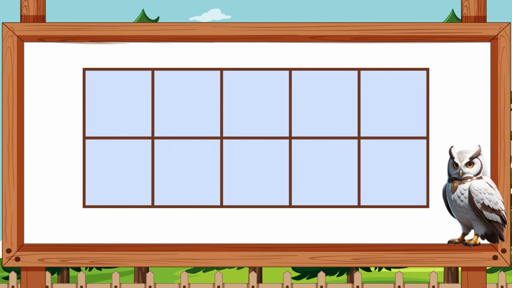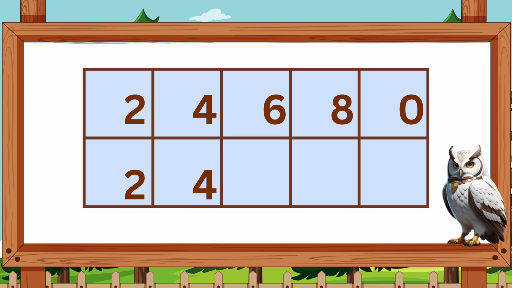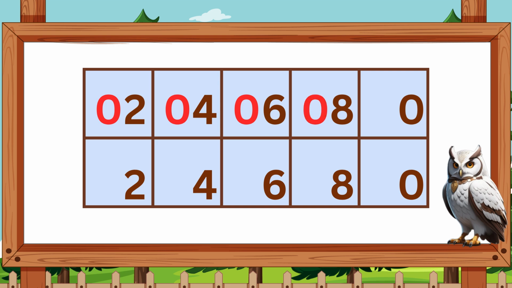Let's do a quick review, starting with the ones digits. In the first row, write 2, 4, 6, 8, and then 0. Do the same in the second row. Now for the tens digits. In the first row, write a 0 in front of 2, 4, 6, and 8, and a 1 in front of the 0. In the second row, write a 1 in front of 2, 4, 6, and 8, and a 2 in front of the 0, and just like that, you have the full 2 times table.